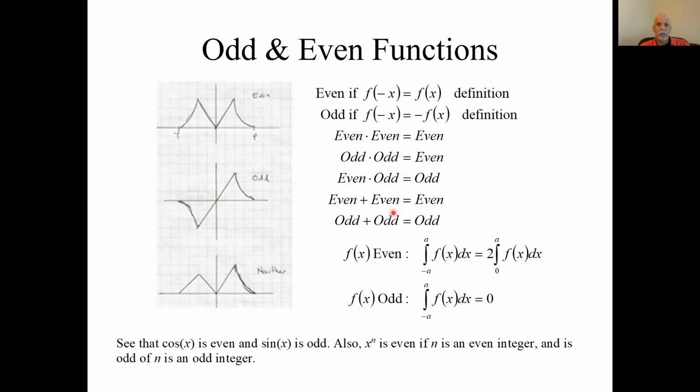If you add two evens, you get an even. If you add two odds, you get an odd. If you multiply two of the same thing, whether it's even or odd, you end up with an even. Multiply two different things, even and odd, you get an odd. Cosine is even, sine is odd. X to the n is even if n is even, and odd if n is odd.